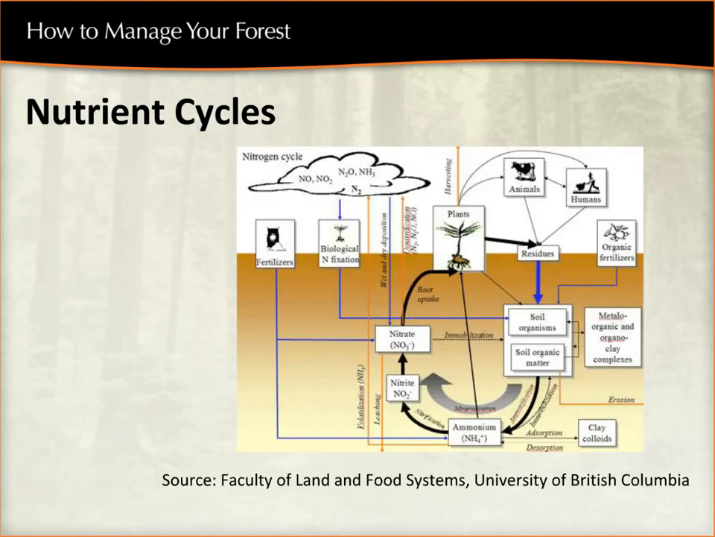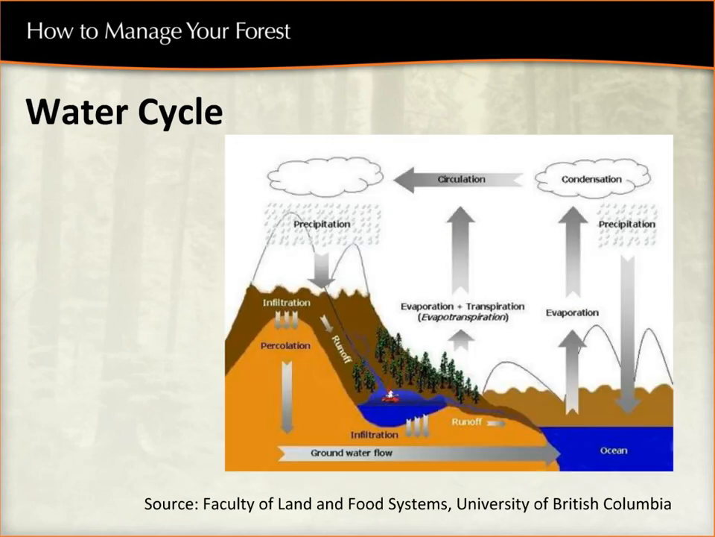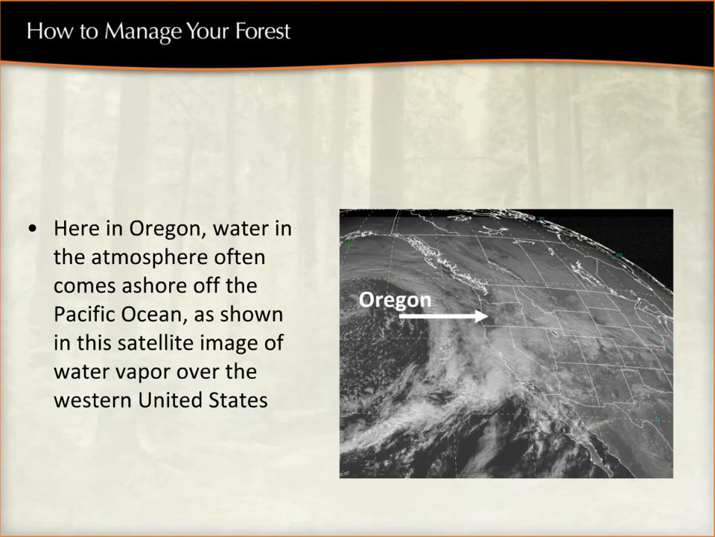Nutrients cycle through the ecosystem, from the physical environment via uptake into plants, and via recycling through a variety of pathways, through consumers, decomposers, soils, and the atmosphere. Of course, water is one of the most crucial molecules for life, and the water cycle is a major process in ecosystems. Here in Oregon, water in the atmosphere often comes ashore off the Pacific Ocean, as shown in this satellite image of water vapor over the western United States.